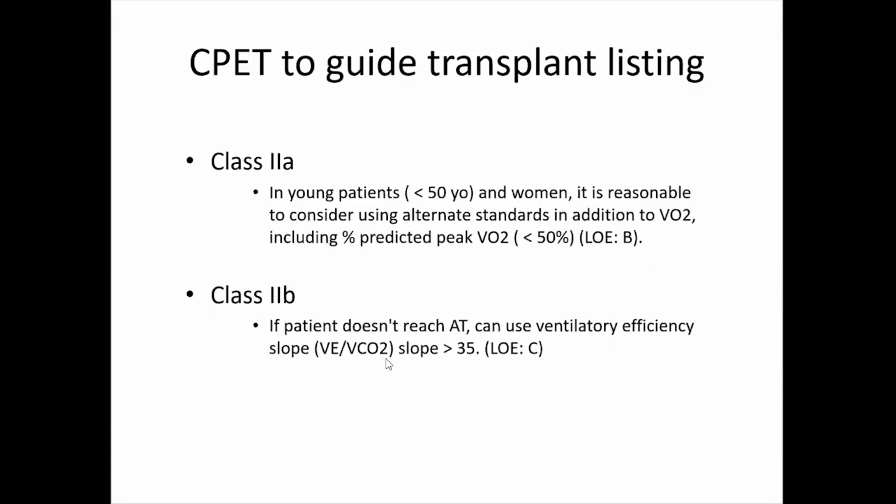We have some cutoffs for peak oxygen consumption, and there are some other parameters that we look at. For example, if the patient is young, we mostly look at a predicted peak oxygen consumption of less than 50%. If they don't reach the anaerobic threshold, we use the ventilatory efficiency slope, VE/VCO2 more than 35, as a guide.